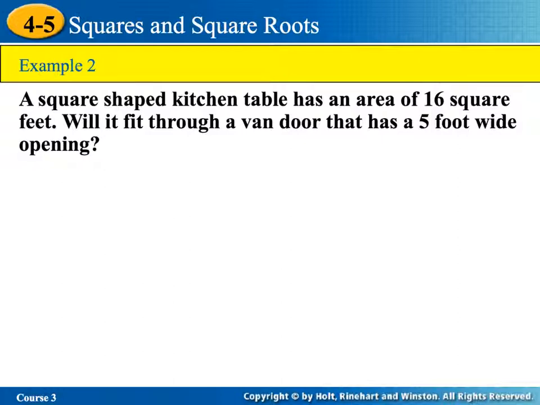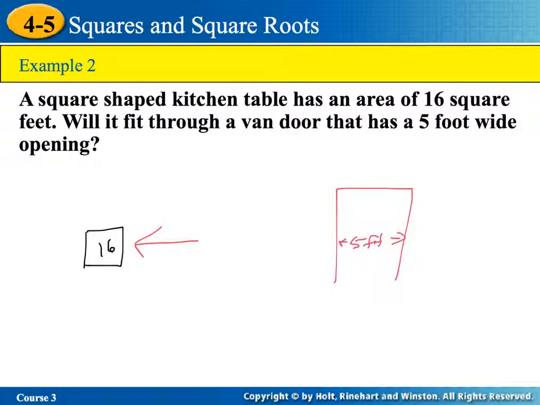When we look at this, we don't worry about the area. When we're trying to fit that table through the van door, we're worried about the width. In order to put that table through the door, you want the width of the table, not the area. So if I have a square table with an area of 16, how do you find the width of each side? We talked about this right at the very beginning. Think about that, then see if that width fits through a 5-foot door.